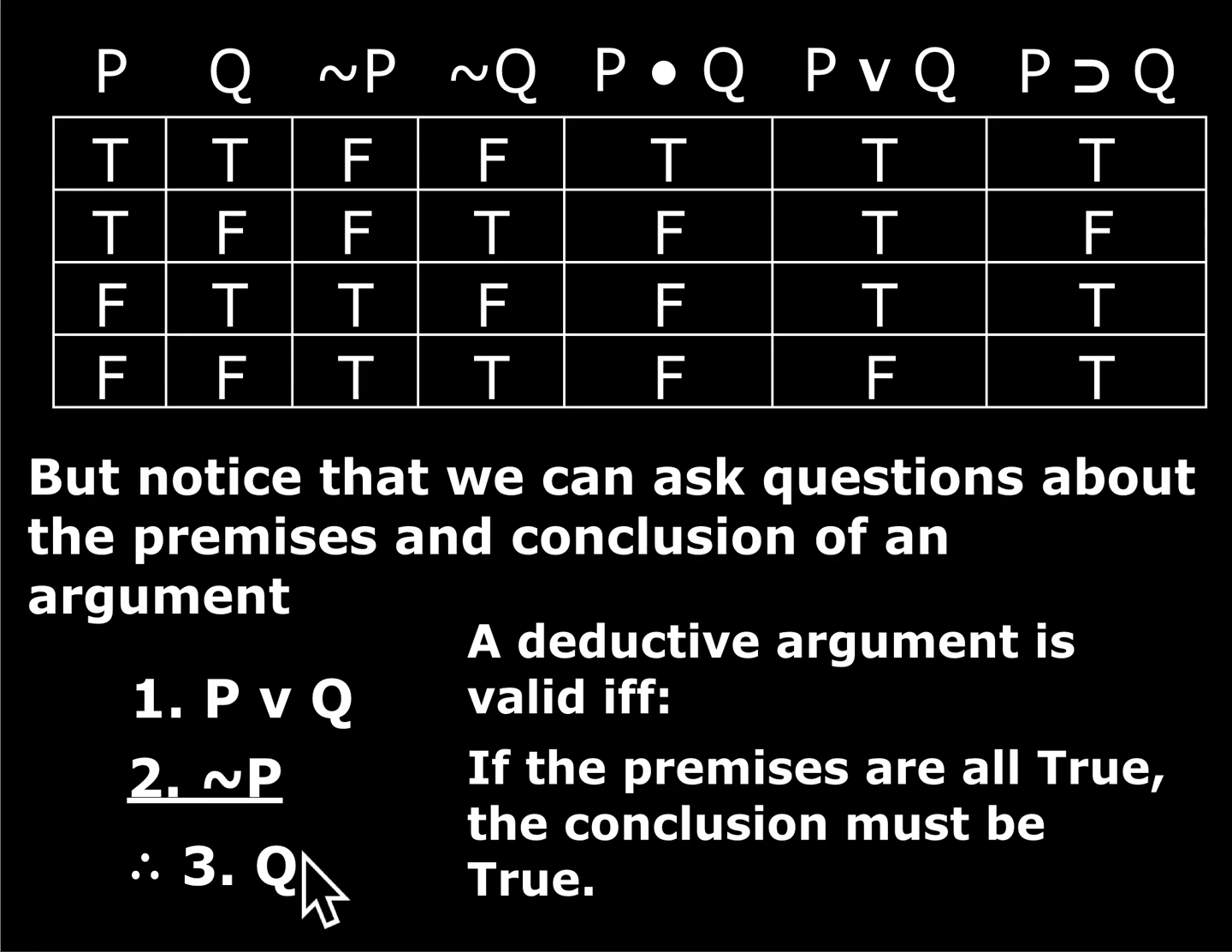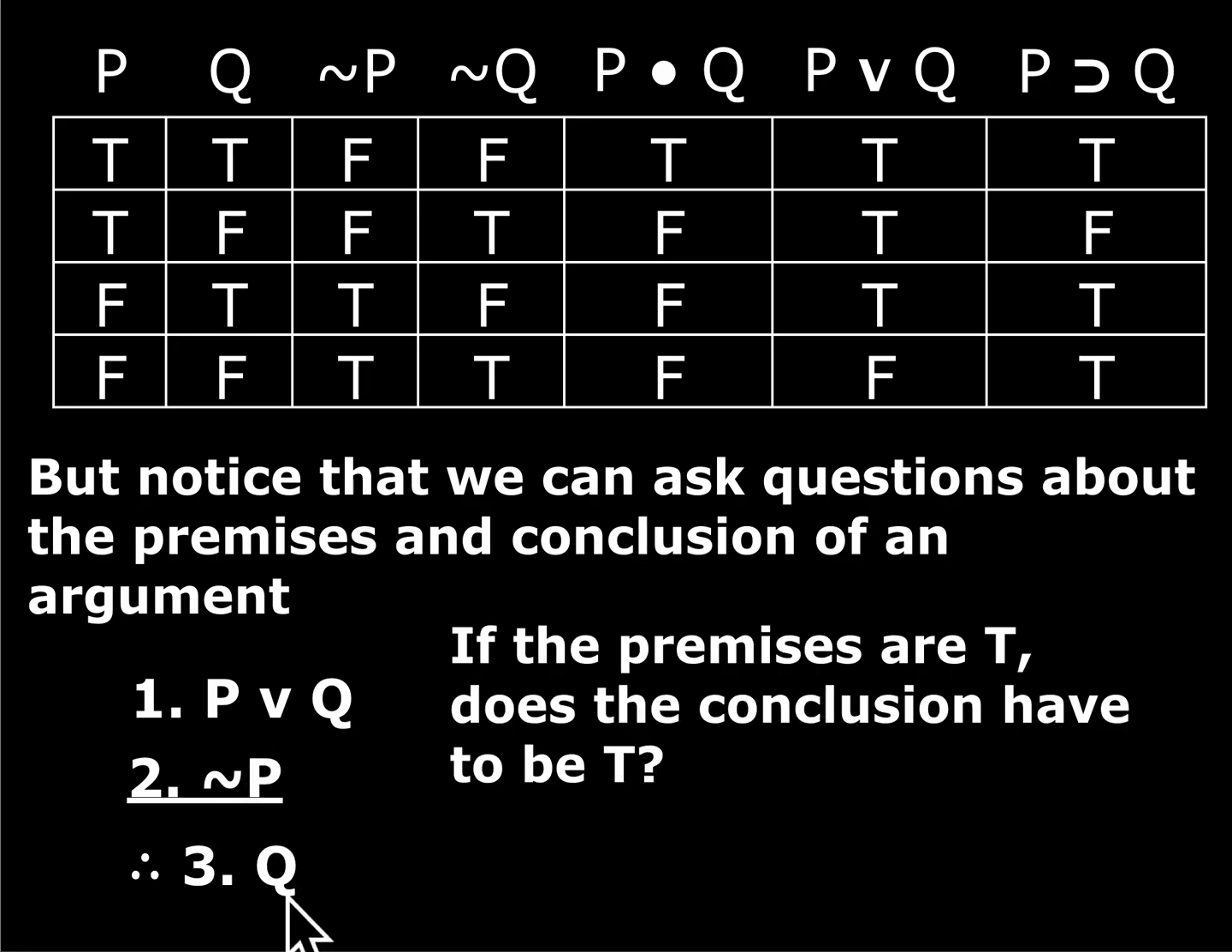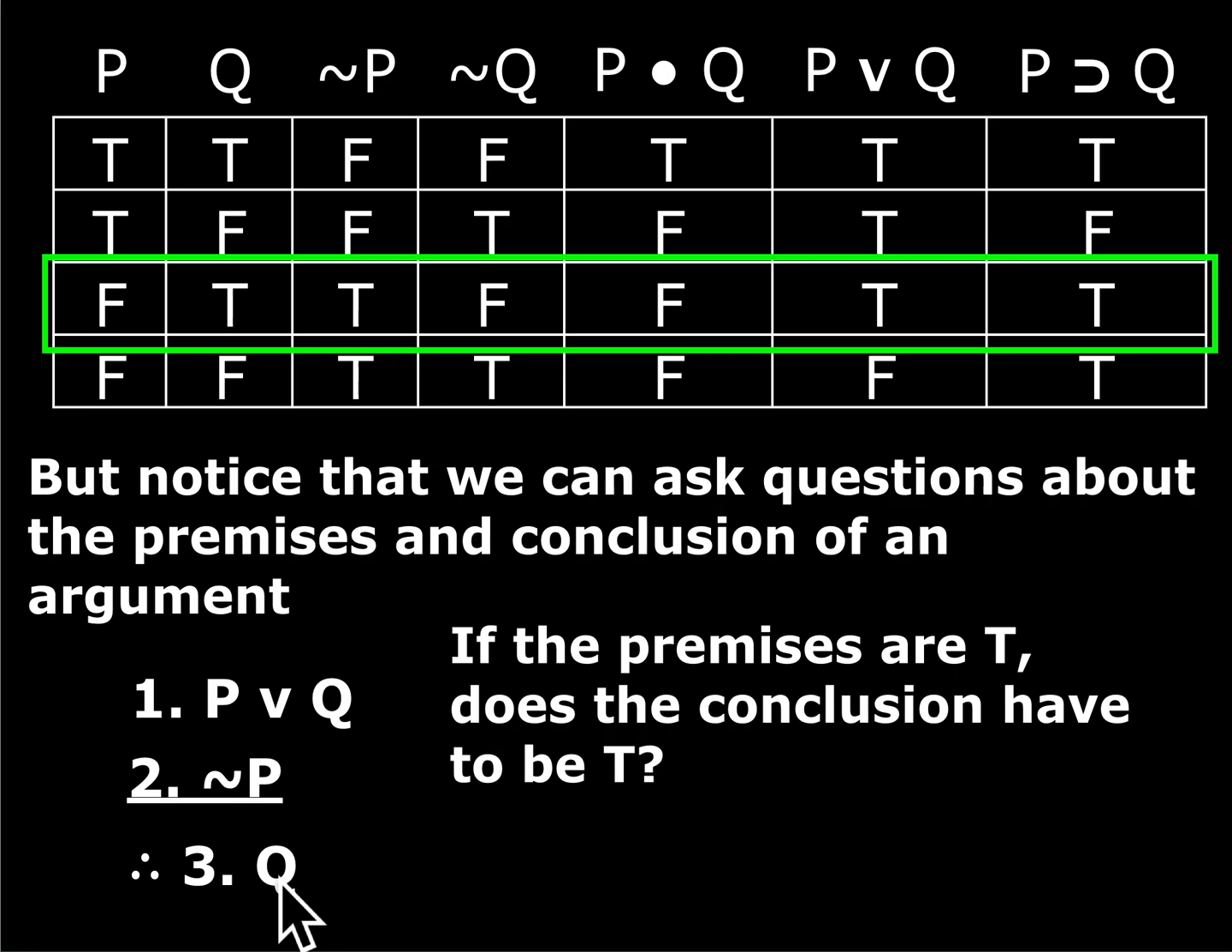Now remember the definition of validity from chapter 1. A deductive argument is valid if and only if, when the premises are all true, the conclusion must be true. Well, now we can see if that holds, right? Because we can use the truth table to say, if this is true and that's true, does this have to be true? If the premises are all true, does the conclusion have to be true? And we do it the same way. We find the rows where the conditions are met and see if the conclusion is true there.